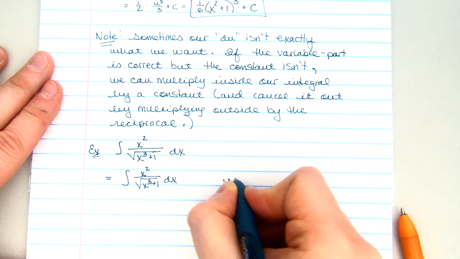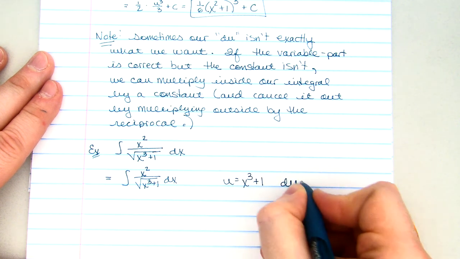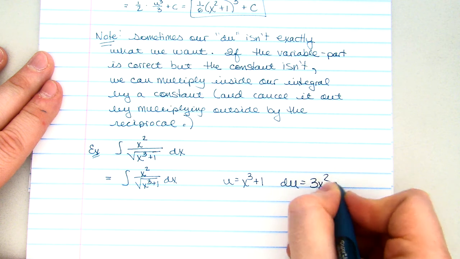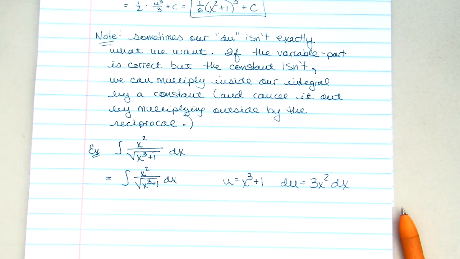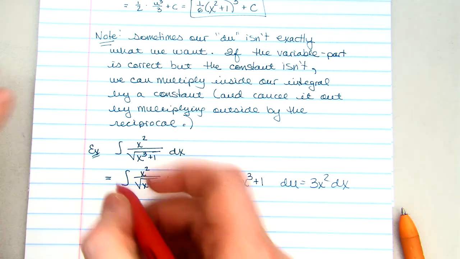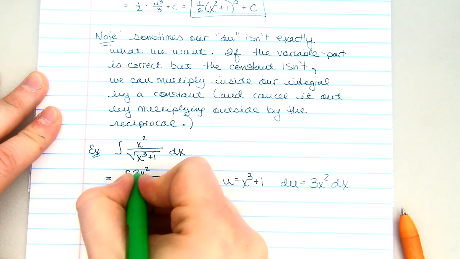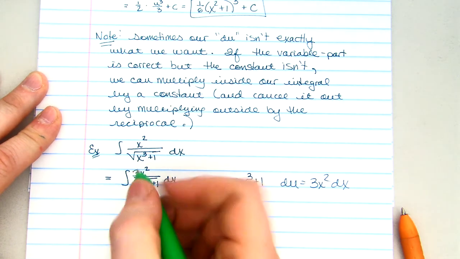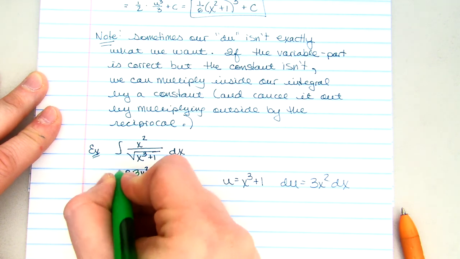So I think u is going to be x cubed plus 1. I think du is going to be 3x squared dx. Is it good already? Can you make it work? Yes. 3 inside, what outside? 1/3.